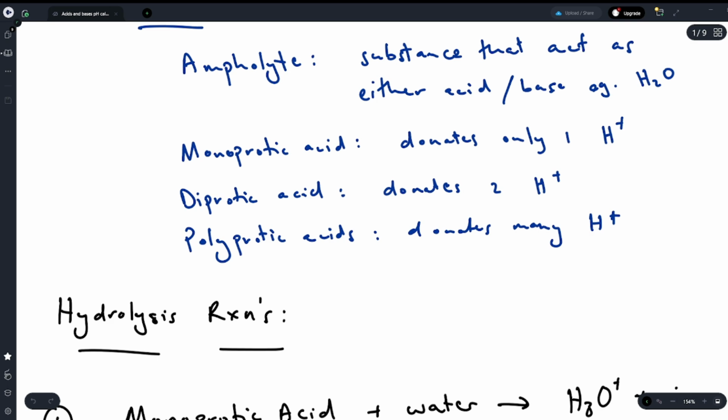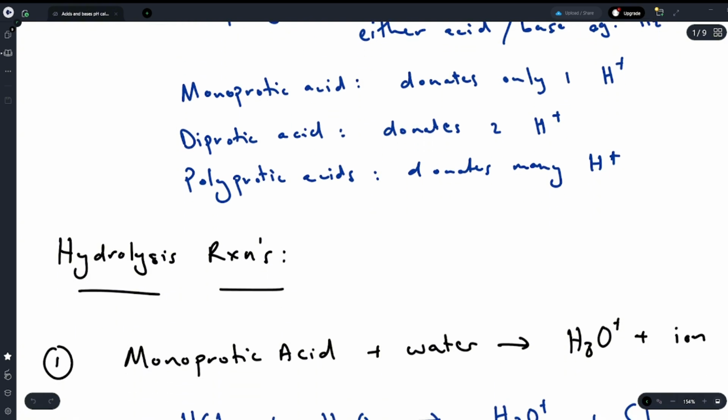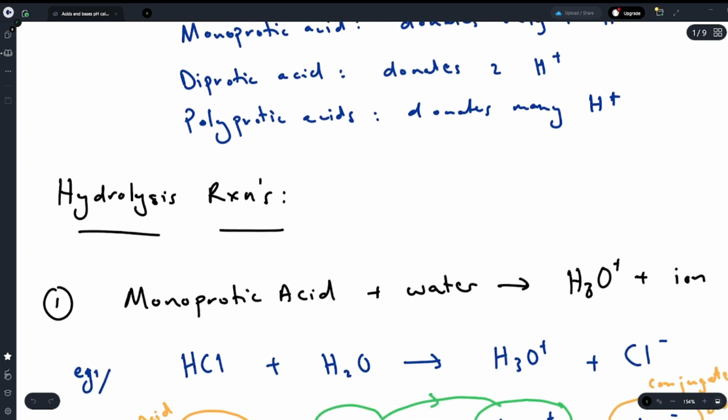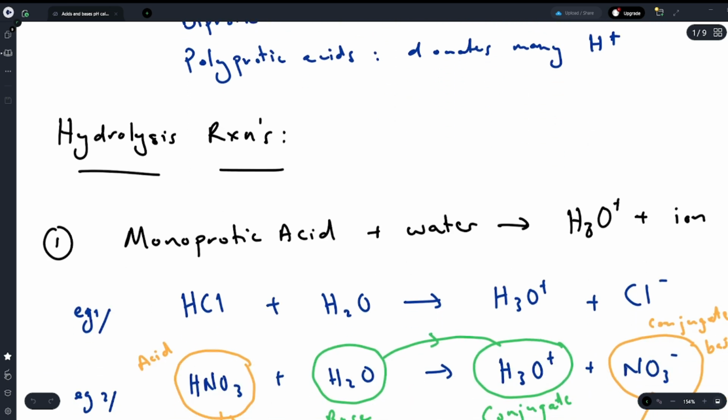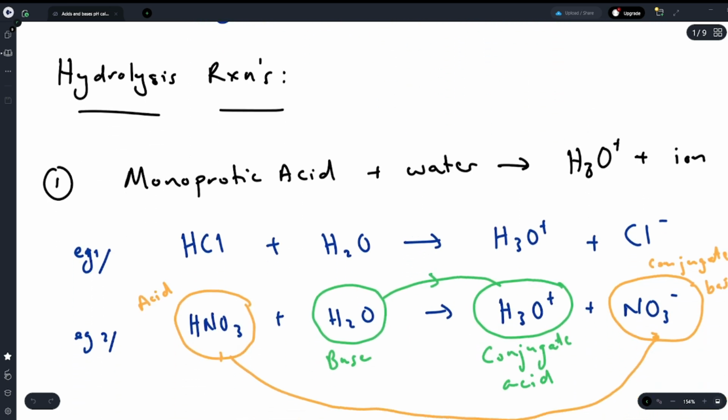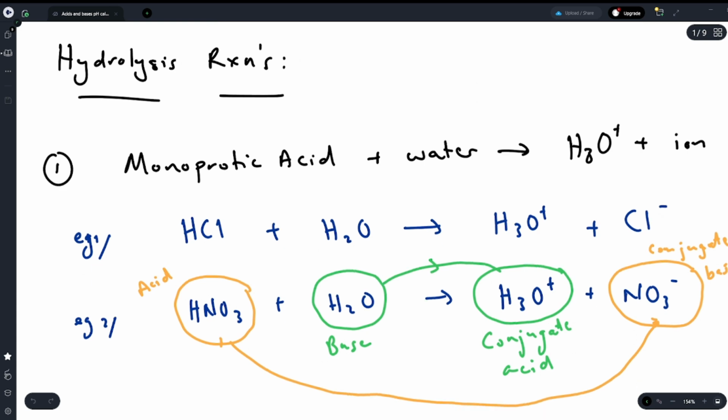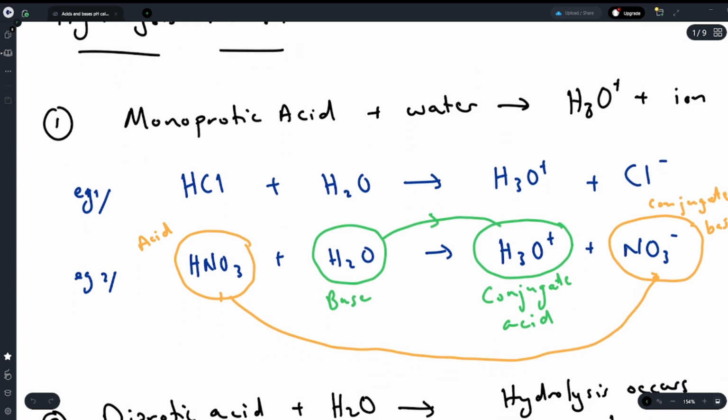This is the balanced chemical equation we use in order to do a pH calculation. So what is a hydrolysis reaction? What does it entail? Hydrolysis means that we're adding water, to put it simply, the addition of water. So hydrolysis is simply the addition of water. And if we look at the first example here, this is going to be the hydrolysis of a monoprotic acid.